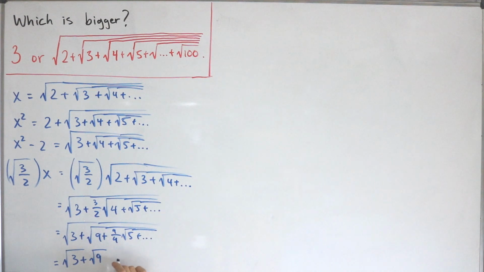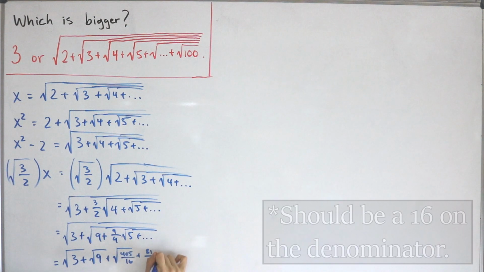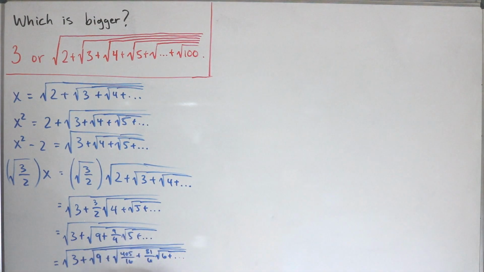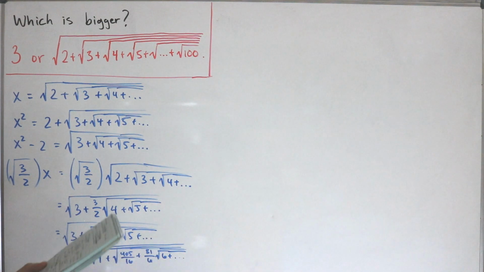So what that will yield us is plus the square root of 405 divided by 16. Then add this with 81 divided by 6 times the square root of 6, and then continue on, and so forth. We're just going to stop there for now. It's infinitely nested with this continuation over here with the ellipsis.